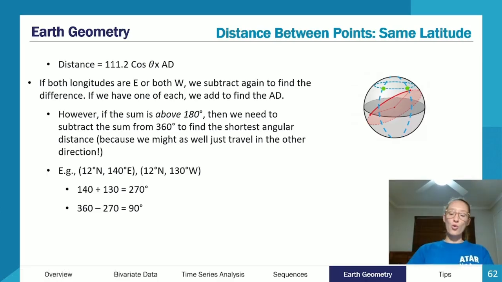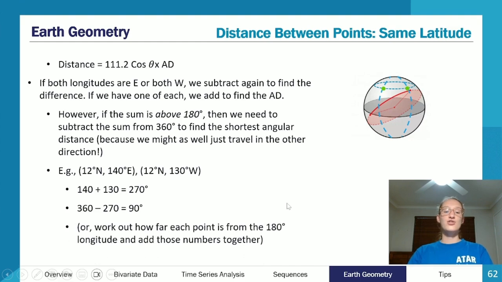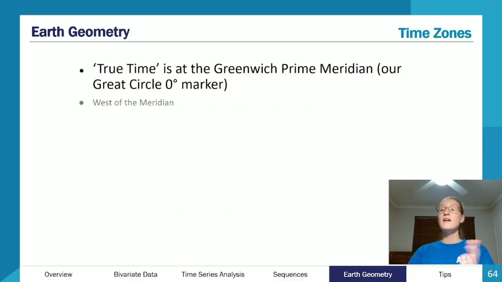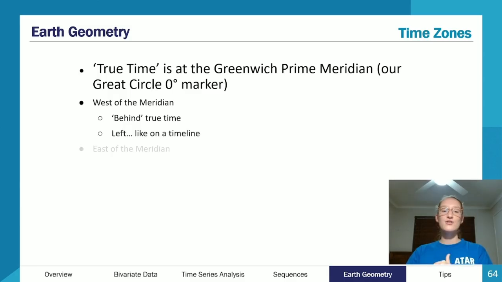But if we're going to go all the way around 270 degrees, that's actually not the shortest distance between the 2 points. It's way quicker to travel this short distance here. So that's why we take the sum value away from 360 degrees, and that leaves us with 90. And then there's also that other way you can do it as well. We're actually going to skip through time zones because we don't have time for that today. But again, please download the slides and go through this.